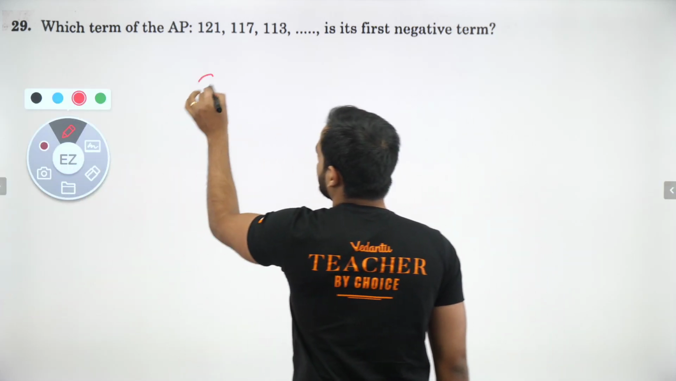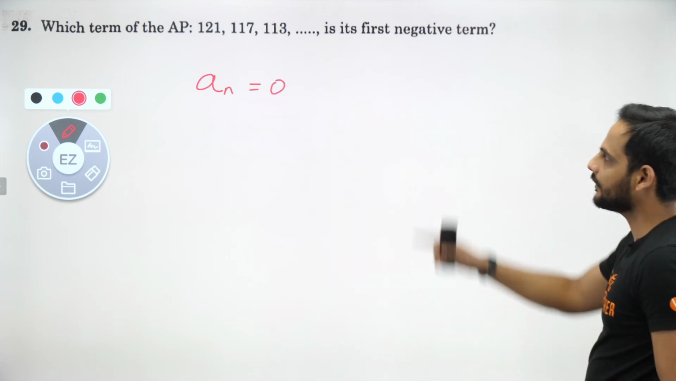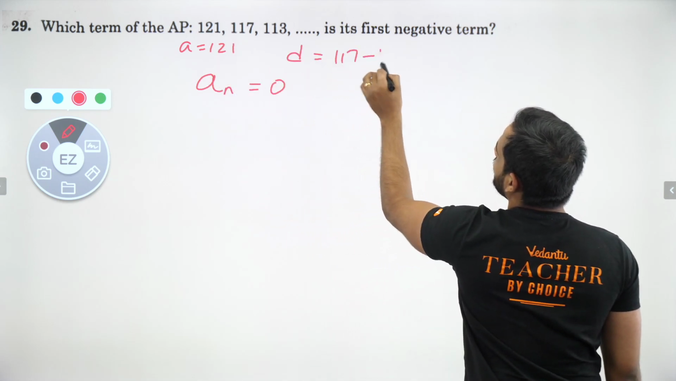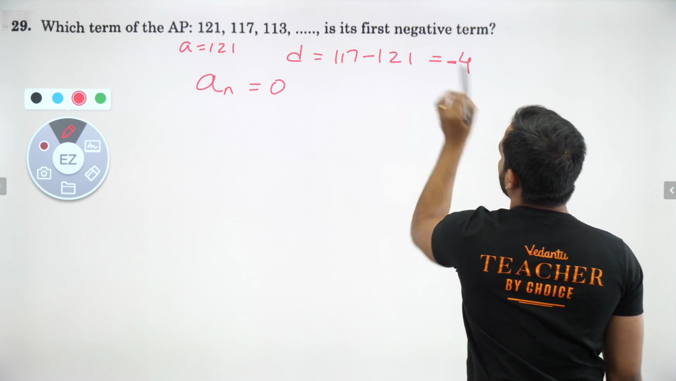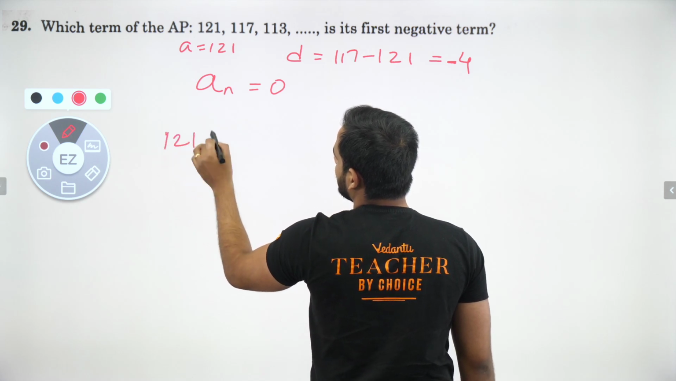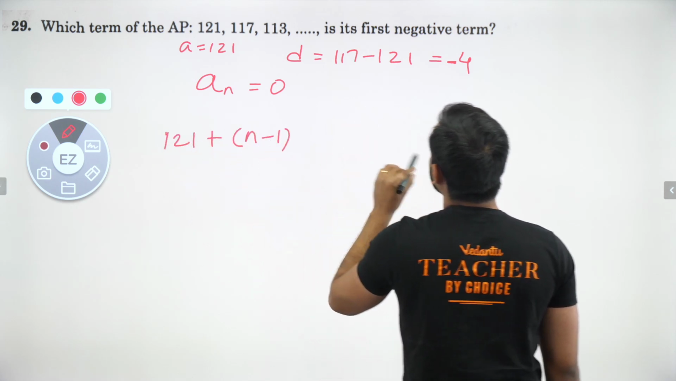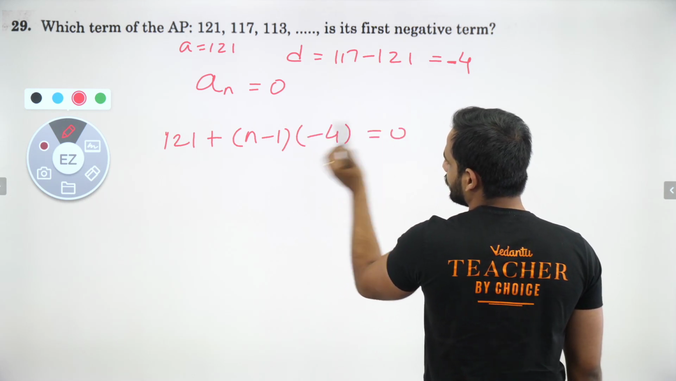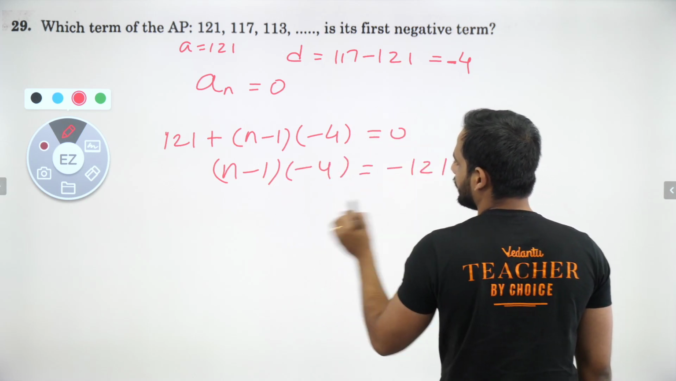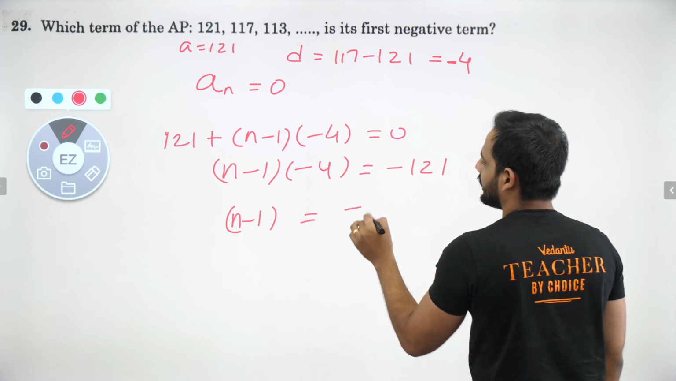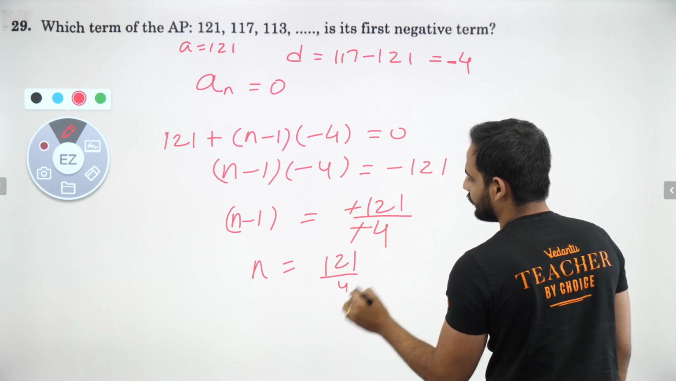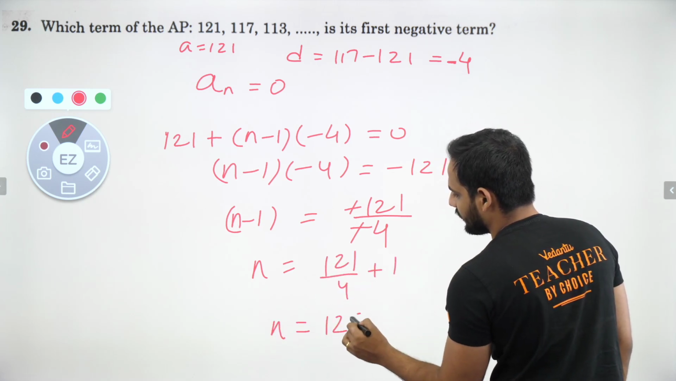An equal to 0 के लिए check कर लेता हूँ. When an will be equal to 0, first term a is 121, common difference d is equal to 117 minus 121 which is equal to minus 4. So you will be getting an which is equal to a plus n minus 1 into d. So a is 121 plus n minus 1 into d is what? Minus 4 should be equal to 0. So shift it there. So n minus 1 into minus 4 should be equal to minus 121. So n minus 1 is equal to minus 121 upon minus 4. So n is equal to 121 by 4 plus 1. So n is equal to 125 by 4.